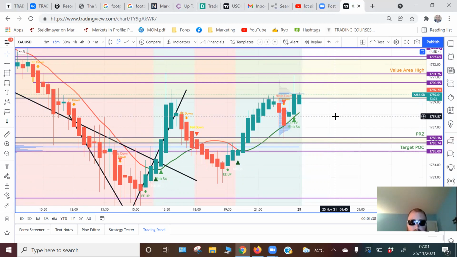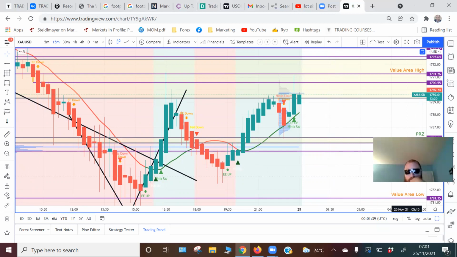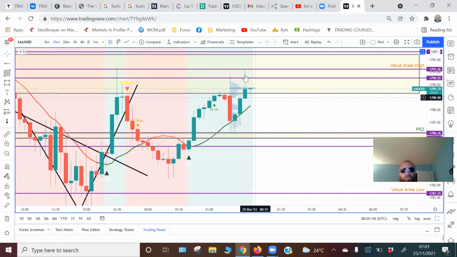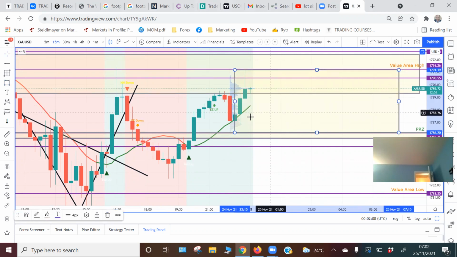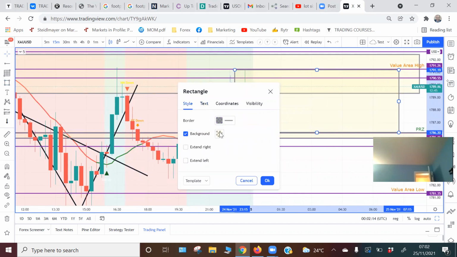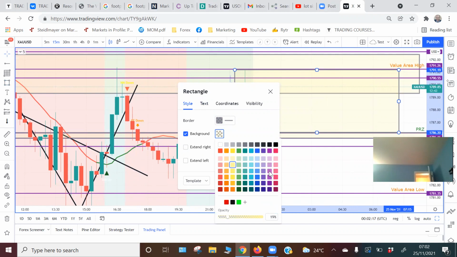Let's just wait to see. Now the market's officially open, 7 p.m. UK time, so I'm going back to normal candles. My high of the day is there, and my low of the day is there. I'm going to draw a box from the low to the high, move it across, and make that a nice color. I'm going to style the background, maybe a purpley, and extend it right.